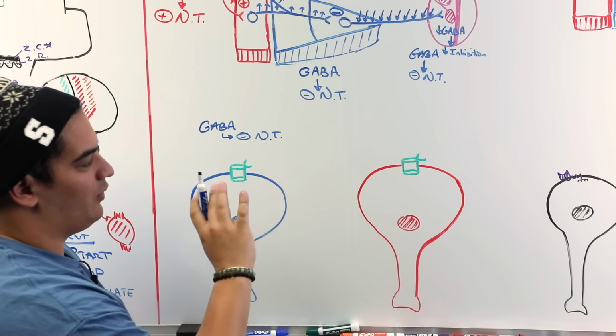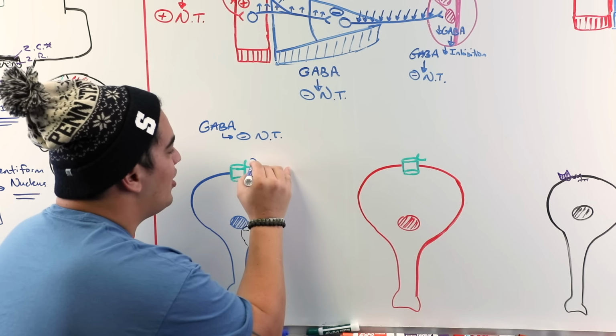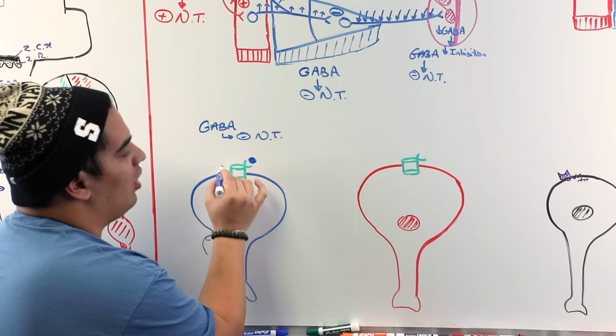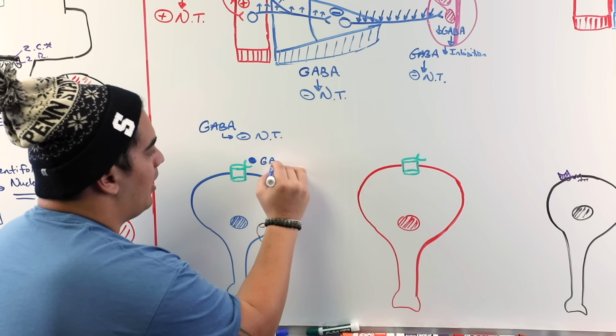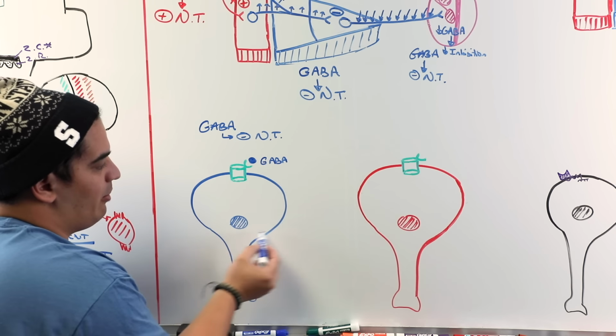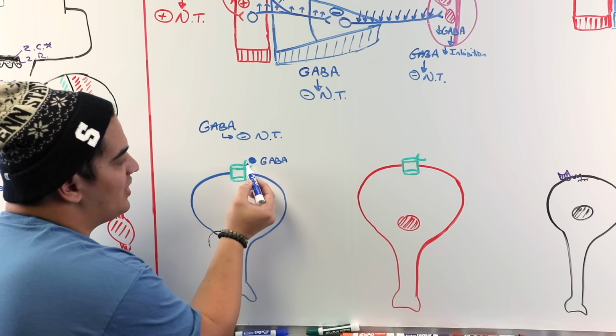GABA has different types of receptors. We're not going to go into the details of it, but there is A, B, and C. But what I want you to know here, the main thing we're talking about, is that GABA binds onto what are called ligand-gated ion channels. So here's your GABA. It'll bind onto a particular neuron, right? So here's your postsynaptic neuron in this case. GABA will then bind onto this receptor.